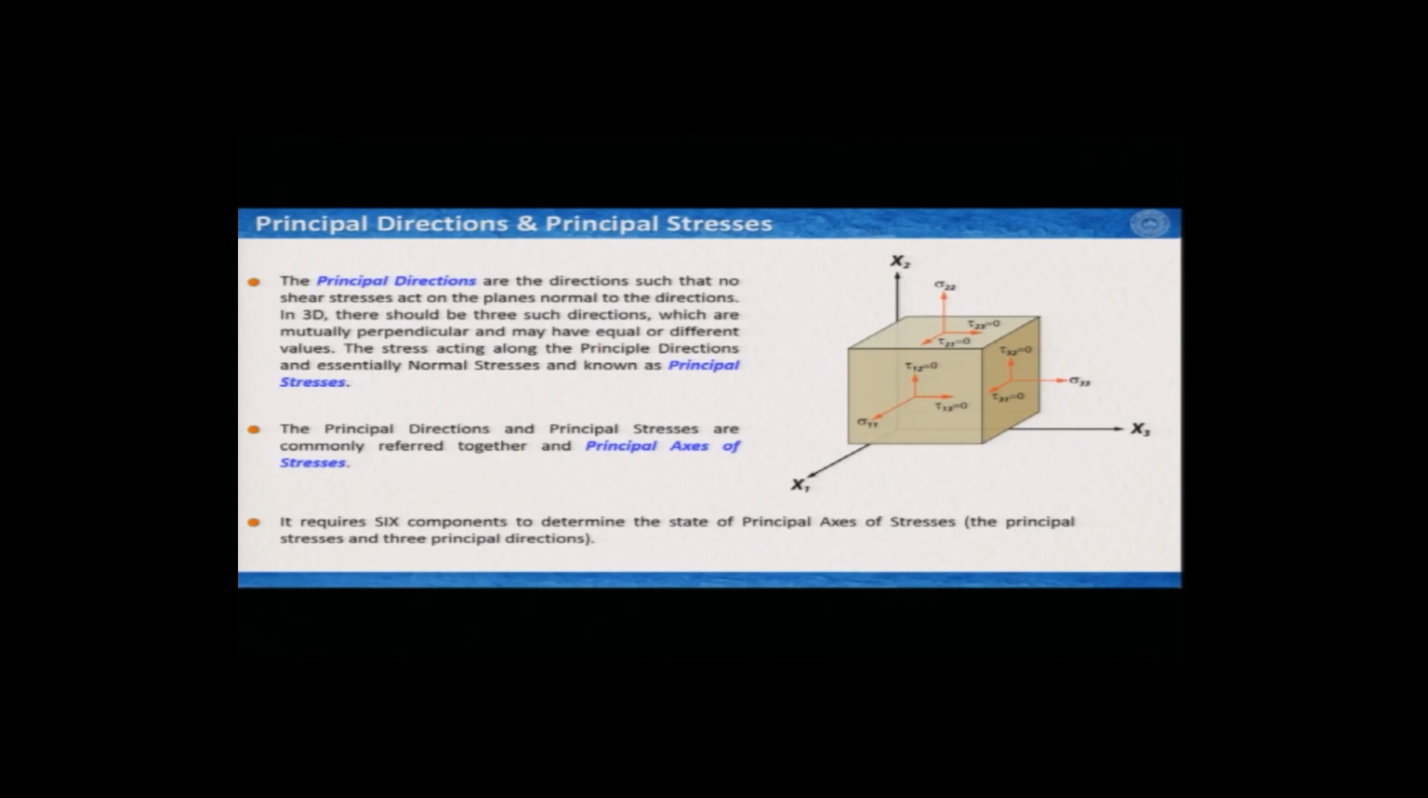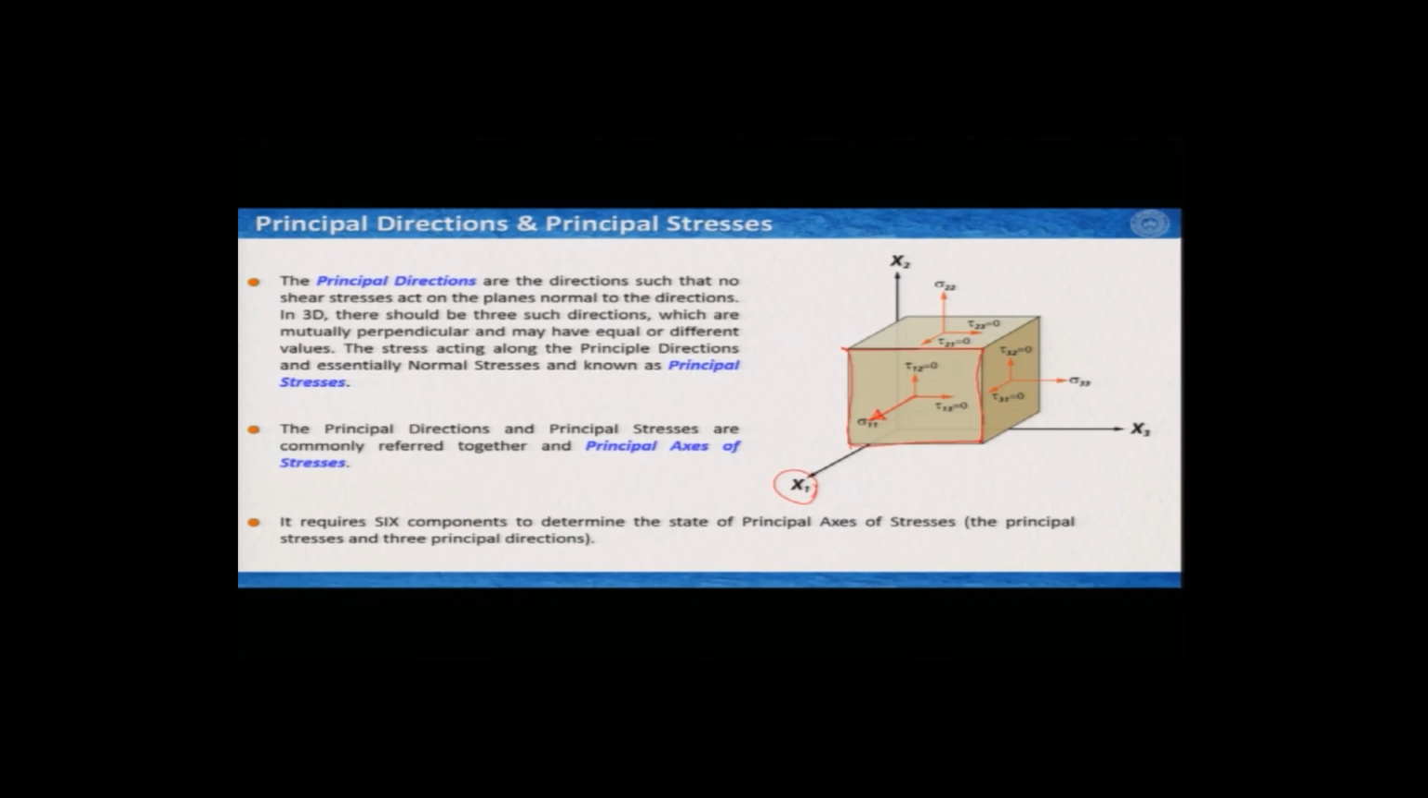As we have seen, if I consider the plane perpendicular to the x1, and I consider this stress component sigma 1 along this direction, because this is the normal stress, there is no shear stress acting along sigma 1. So therefore, if I consider a plane perpendicular to x1, sigma 1 is the principal stress perpendicular to that plane.